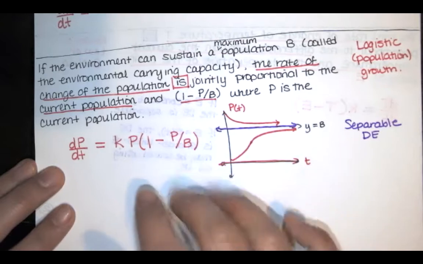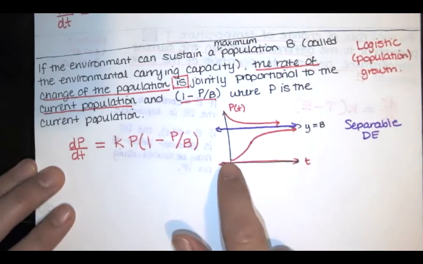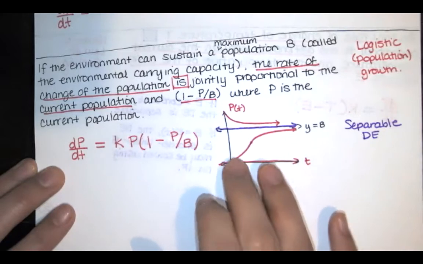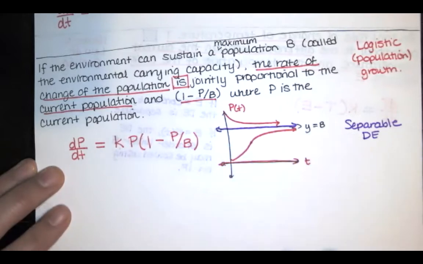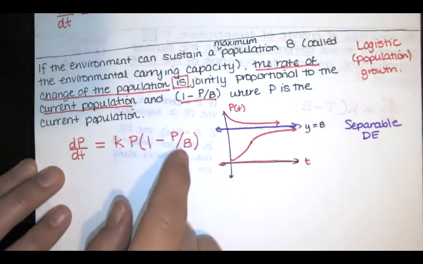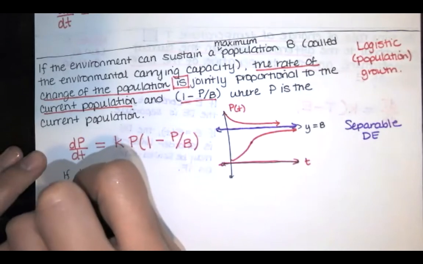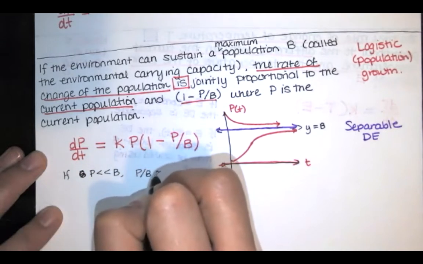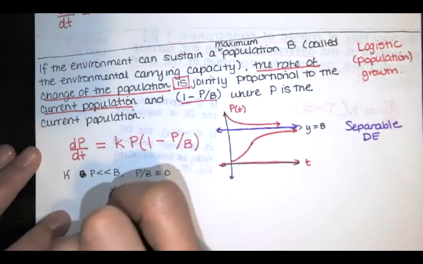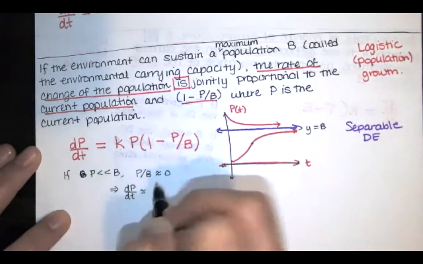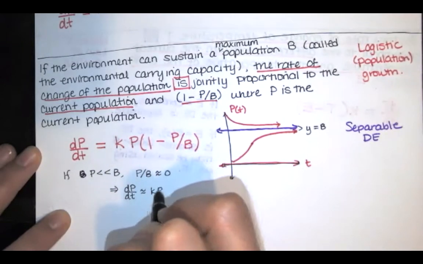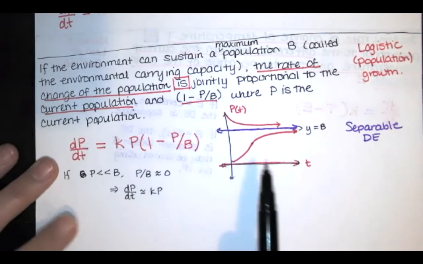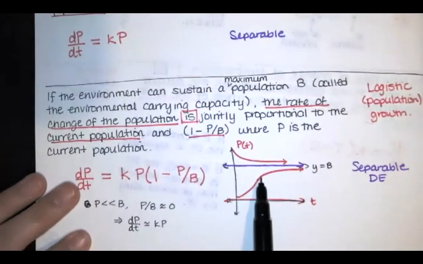Now, the more interesting cases are when that population is less than the environmental carrying capacity or when it's greater than the environmental carrying capacity. So let's say you start with an initial population that's small and positive, but it's significantly less than that environmental carrying capacity. So P is small compared to B. If P is small compared to B, then P over B is nearly 0. So in that case, dP/dt is approximately equal to K times P times 1, because this is nearly 0. So at the beginning, when the population is small compared to the carrying capacity, it looks like that exponential growth at the beginning.